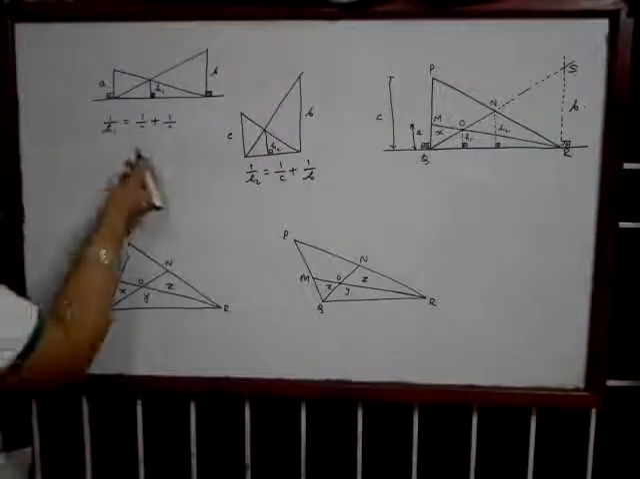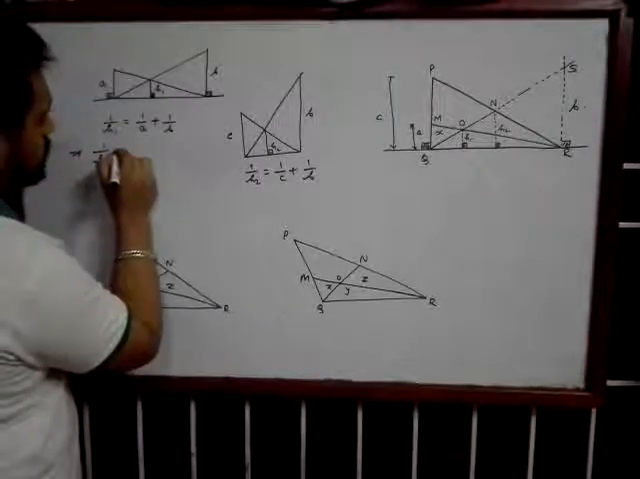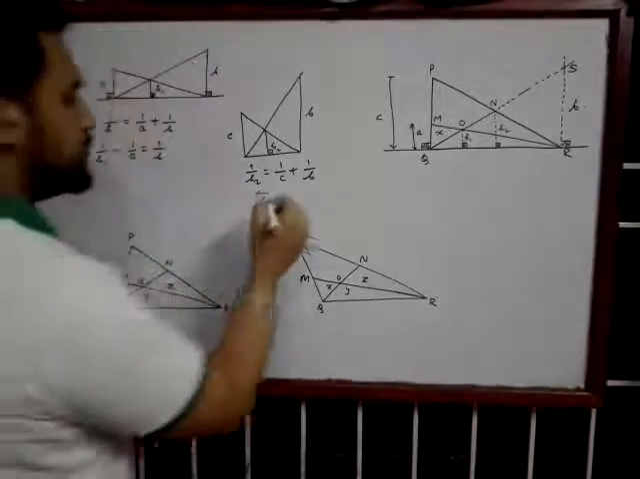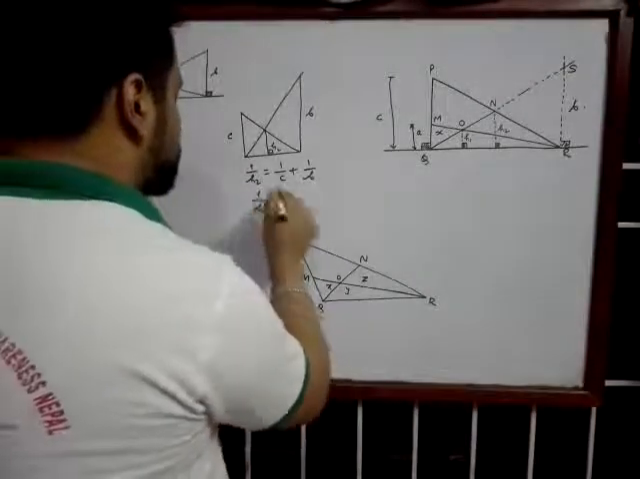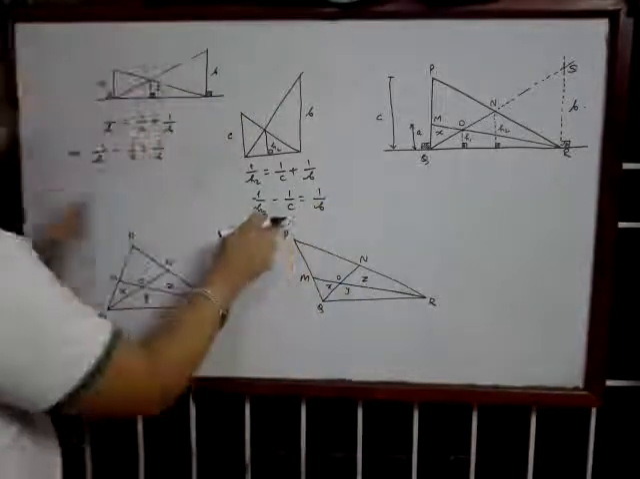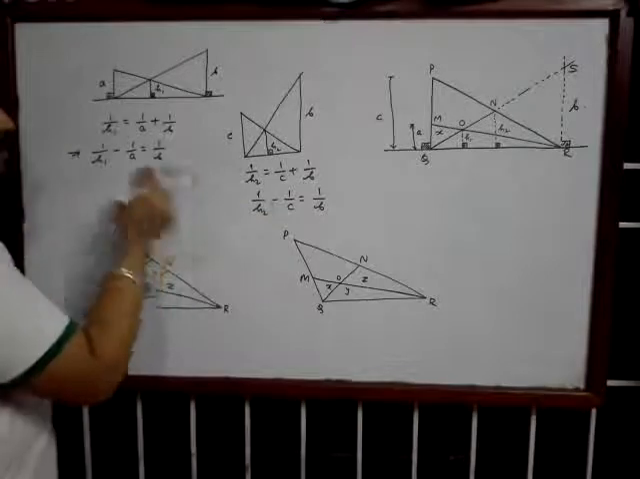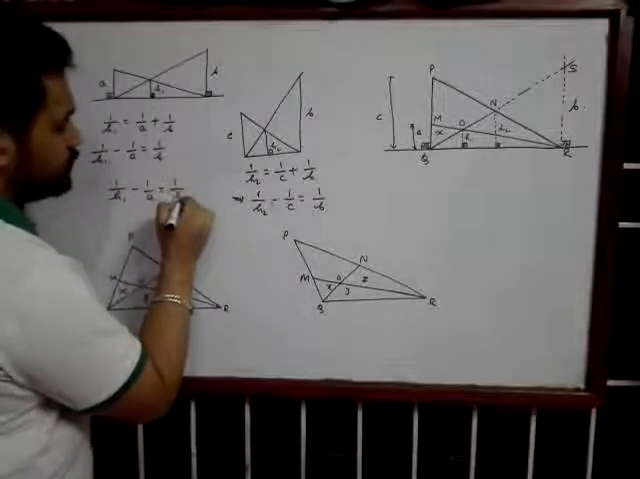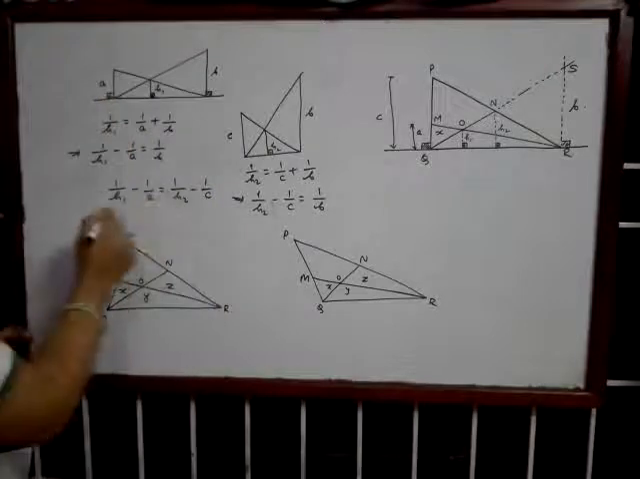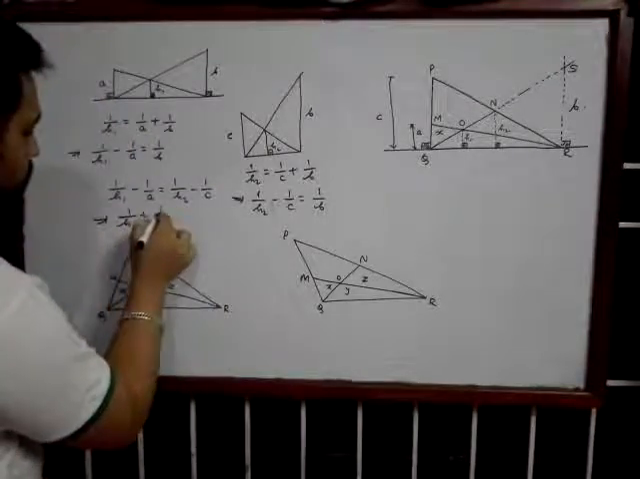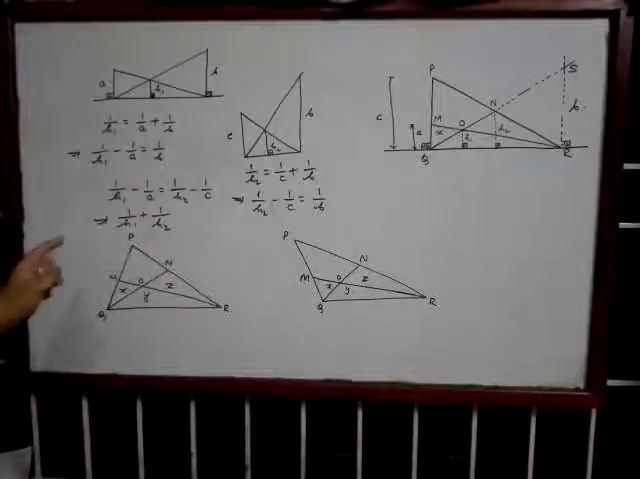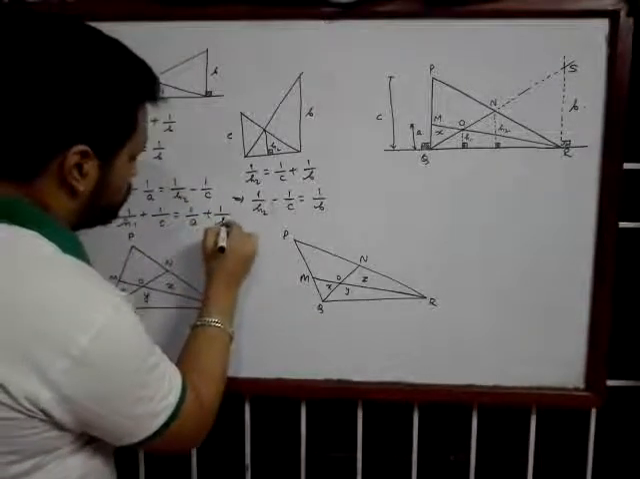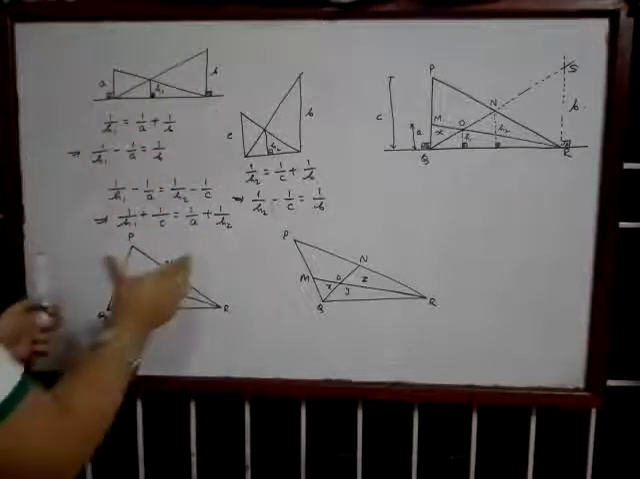Now let's see, 1 by H1 minus 1 by A is equal to 1 by B, and from here what we get is 1 by H2 minus 1 by C is equal to 1 by B. So equating the left hand sides of both the equations, 1 by H1 minus 1 by A is equal to 1 by H2 minus 1 by C. Rearranging the terms, 1 by H1 plus 1 by C is equal to 1 by A plus 1 by H2. This is what we get.